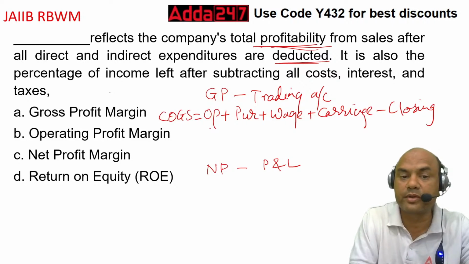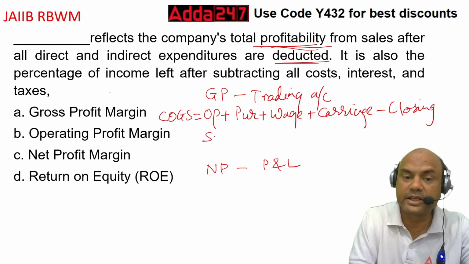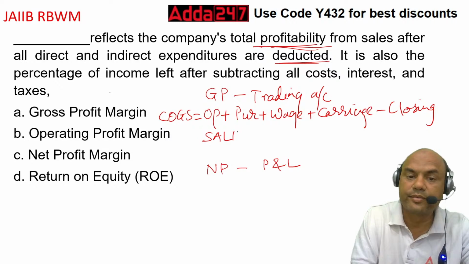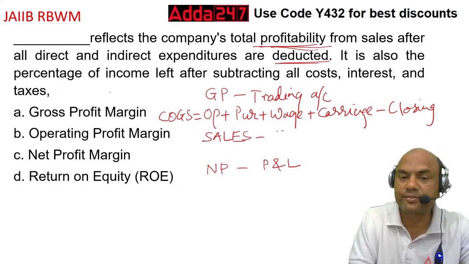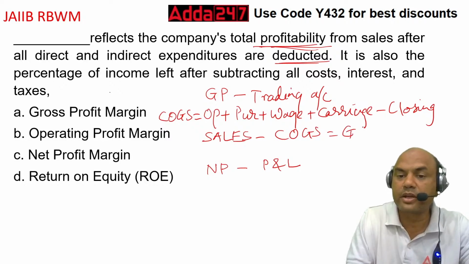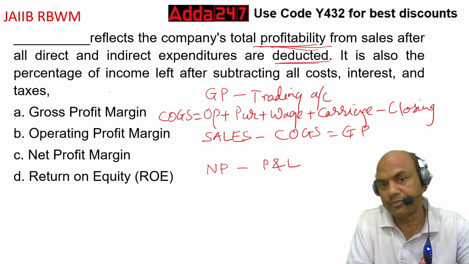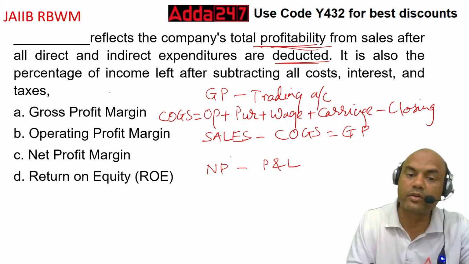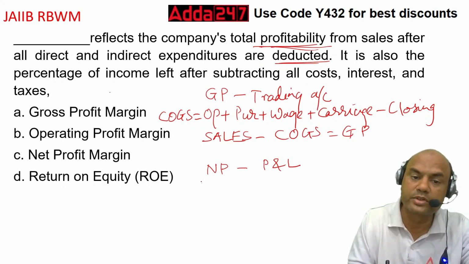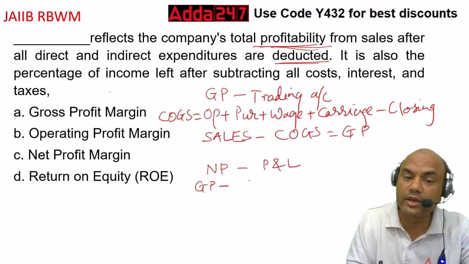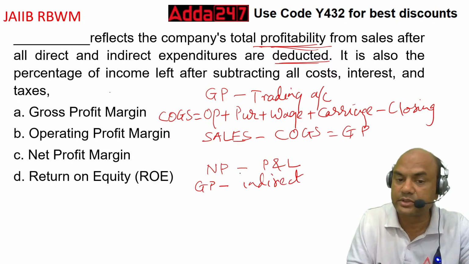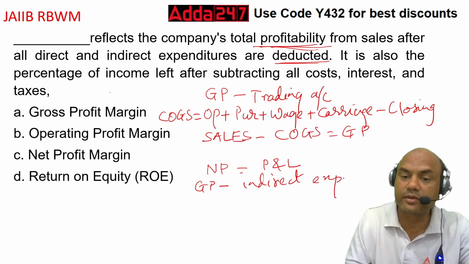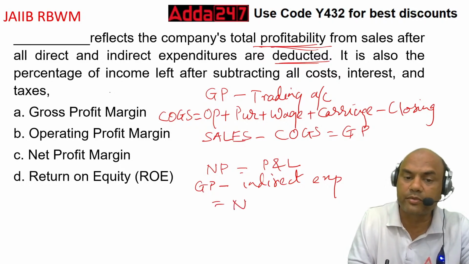And what is gross profit then? Gross profit means sales minus COGS, cost of goods sold. So that is equal to GP. So GP you get from the trading account, kindly note. From here you want to find out the net profit. For net profit, what do you do? GP minus your indirect expenses. Here in P&L you always have indirect expenses. You never have the direct expenses. Indirect expenses. So that is equal to net profit.